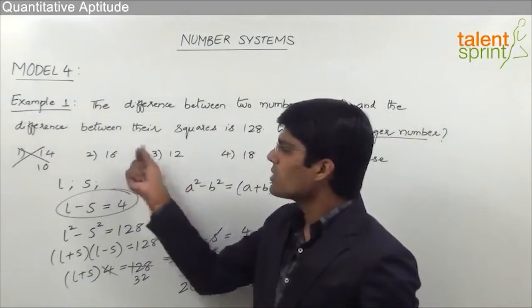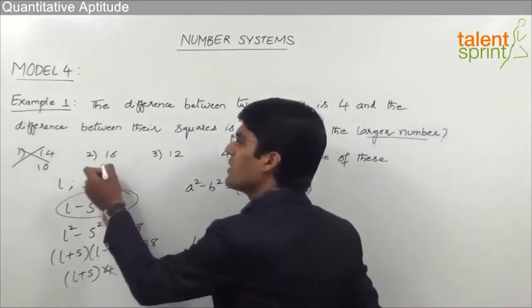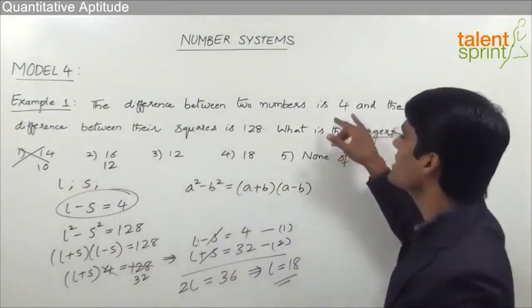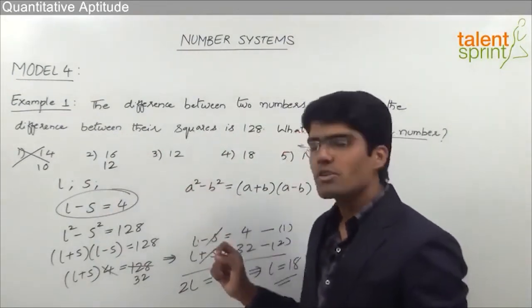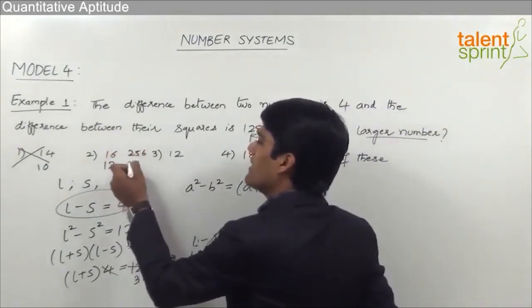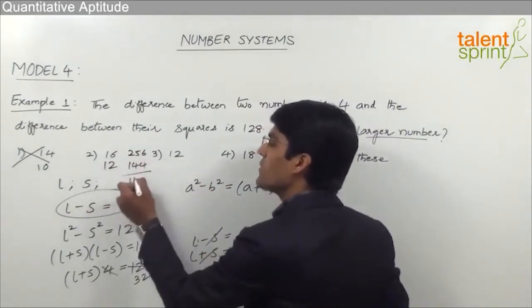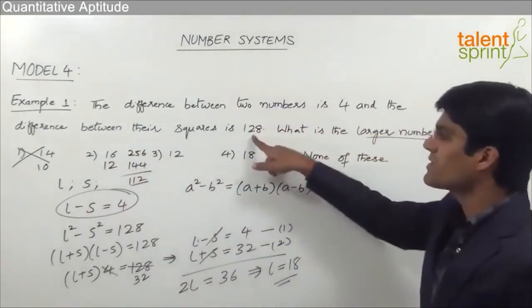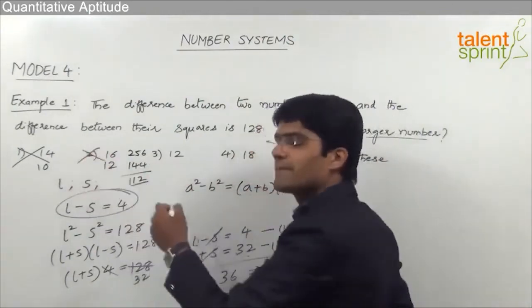Similarly, if you look at option number 2, 16, it means the larger number is 16. If the larger is 16, the smaller has to be 12. Why? Because the difference between the two numbers is 4. Now, let us find out the difference between their squares. 16 squared is 256 and 12 squared is 144. The difference between these two numbers is 112. But we are looking for a difference of 128. So very clearly, even the second option gets cancelled.